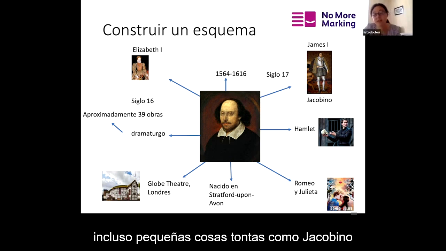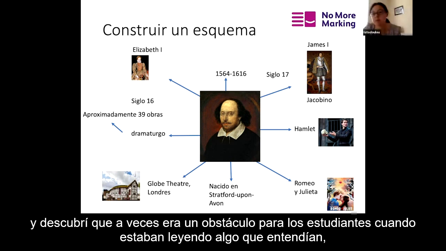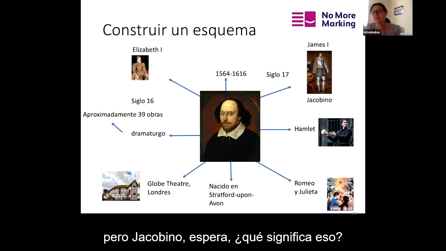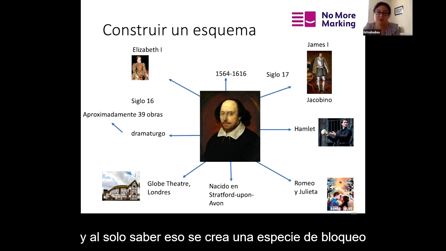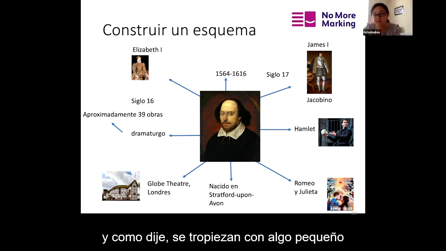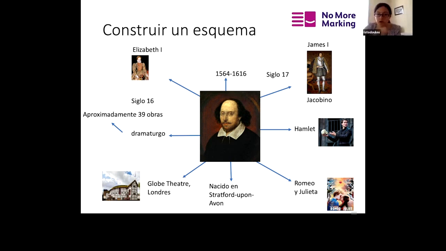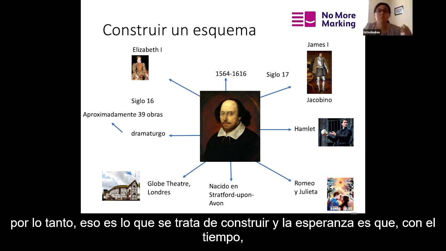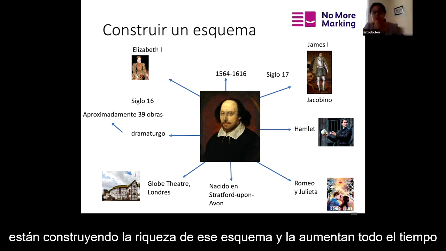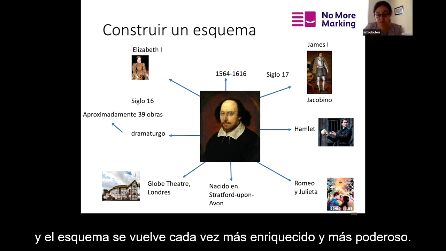Even sort of silly little things like Jacobean. I always found that was sometimes a bit of a stumbling block for students. They'd be reading something, and if we're doing Macbeth, they'd understand about James I, understand about Shakespeare, but Jacobean, hang on, what does that mean? And so even just knowing that, it's stopping a kind of block that might happen when they're reading something, something that they will stumble on and that will stop them understanding the wider meaning. So that's what you're trying to build up. And the hope would be that over time, at primary or secondary, sixth form, all of them together, you're building the richness of that schema and you're adding to it all the time, and the schema is getting richer and richer and more powerful.